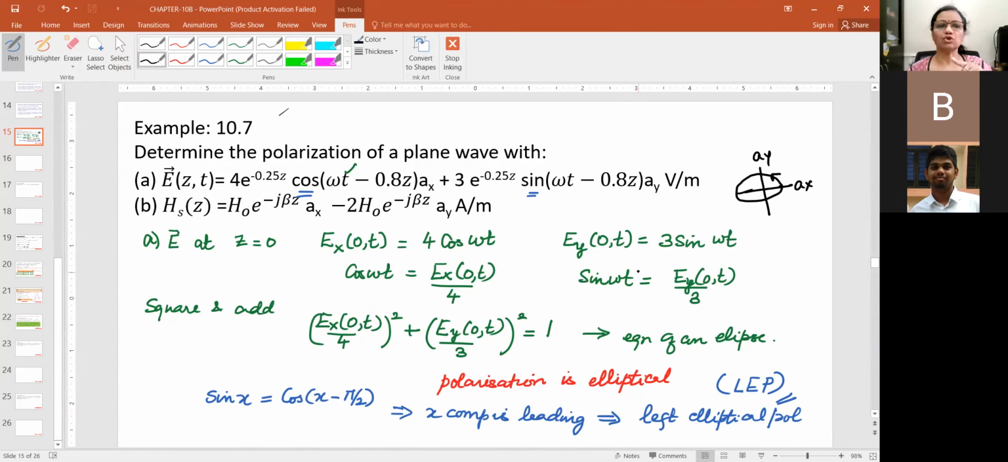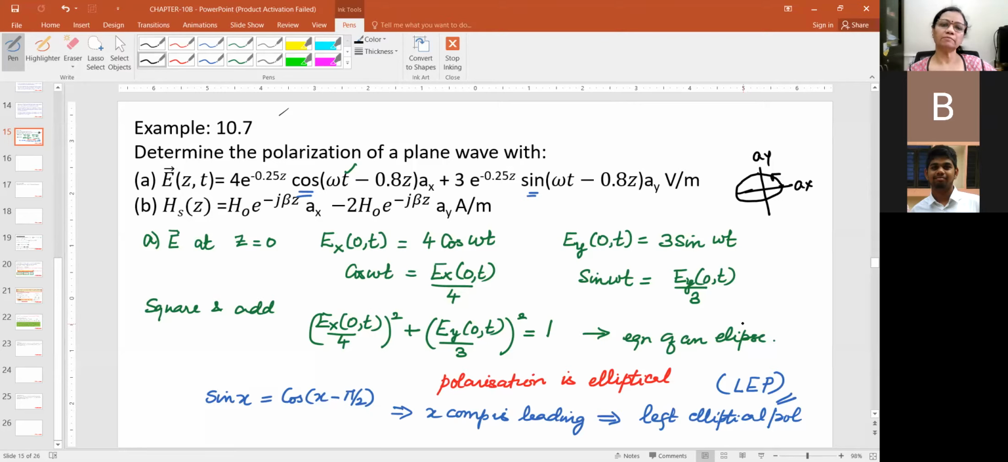I have done this and shown you last class. All you have to do is do it at t equal to 0, then at t equal to pi by 2. Then you will find that the first point will come here, the second point will come here, and it will rotate like this. So you say it is elliptical polarization. Instead of doing all that, you can also go with this logic. If the x component is leading, it means the x component value is going to be bigger when the y component is going to be 0. So you can see that it is going to be left elliptical polarization.